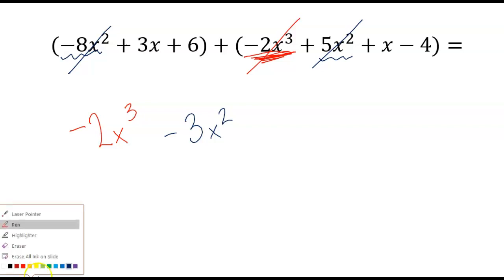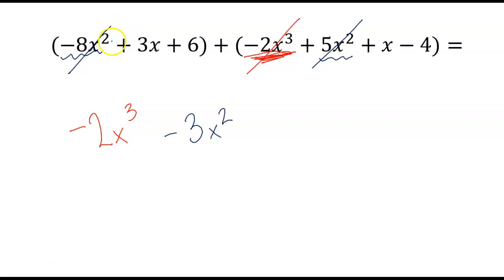Okay, so then we'll go ahead and move on to x terms. So we have 3x and x. So 3x plus 1x. Remember, if you don't see a number in front of it, it would be a 1. So 3x plus 1x is 4x. It would be positive, right? Because they're both positive. And then I have the 6 minus 4. So that would be plus 2.